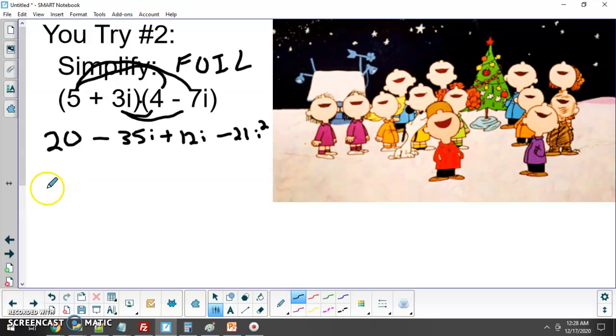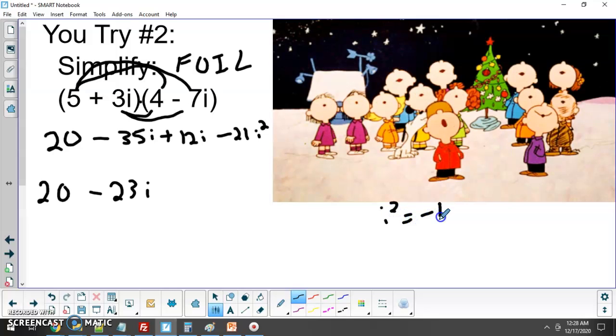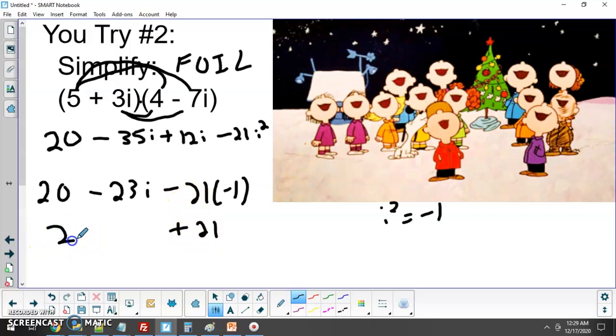All right, so next we need to combine some terms. Combine these two middle i terms. So that would be negative 35 plus 12. You'd subtract them because the signs are different, so that would give you negative 23i. And here, remember, i squared is equivalent to -1. So anytime you have an i squared, you want to make that into a -1. So this part here would be negative 21 times a -1. Then you have two negatives, so that becomes a positive. Okay, most times I just skip that step and just make it plus 21 right away.